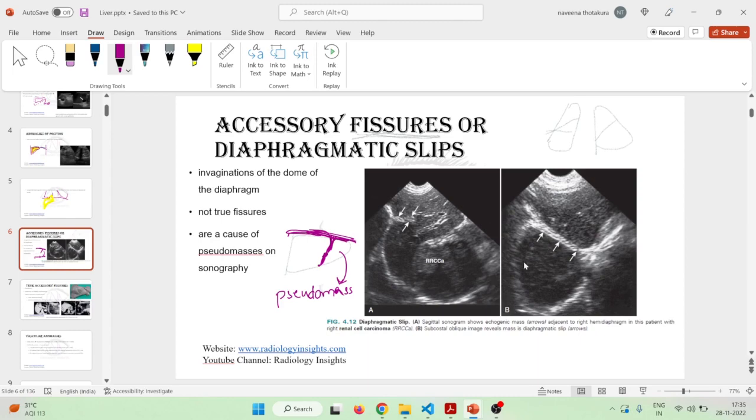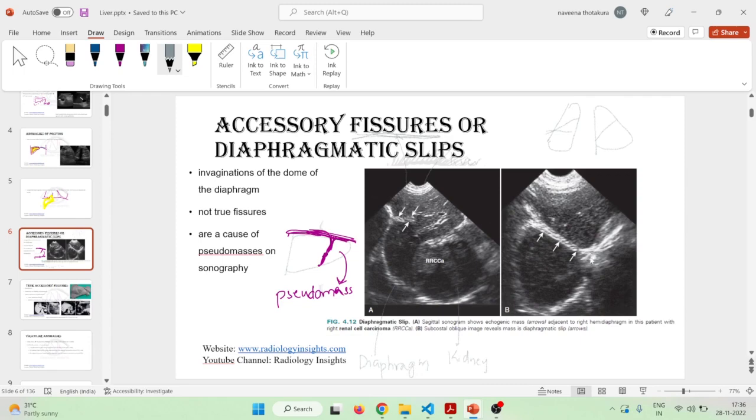If you see the pictures on ultrasonography, this is the diaphragm of the liver. This is the view where we can see the liver along with the kidney. This is the liver, and this is the diaphragm. From the diaphragm, a small fissure appears, a small invagination is seen from the diaphragm, and this invagination is nothing but accessory fissures. These are additional fissures which are not normally present, or diaphragmatic slips. A slip is a part of the diaphragm that is slipped into the liver. This is one, diaphragmatic accessory fissures or diaphragmatic slips.